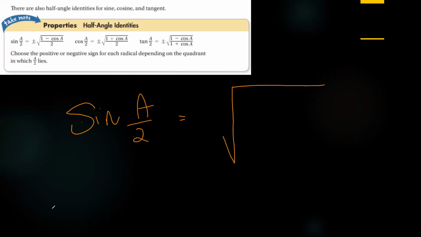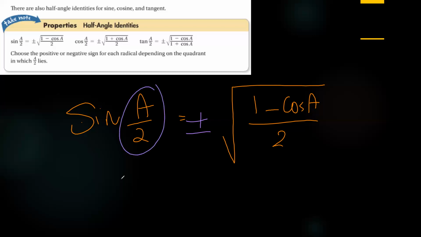So the important thing here is that sine of any angle over 2 will be the square root of (1 minus cosine of this angle) over 2. Now here you have positive and negative. In order to choose, ask yourself where the angle A over 2 lies. Is it in the first quadrant, second quadrant? Yes, then it will be positive. If it is in the third or fourth, the sign will be negative.